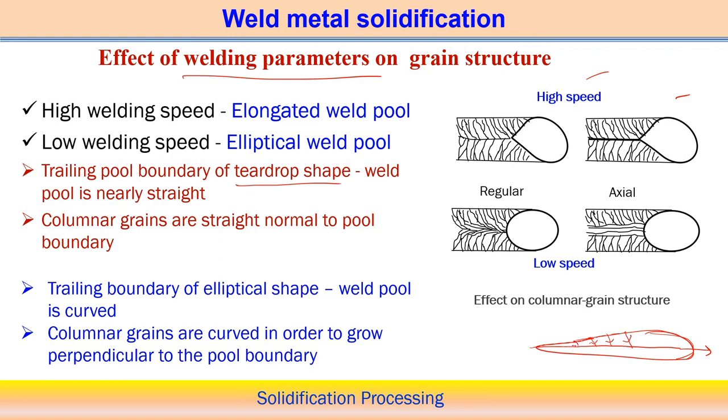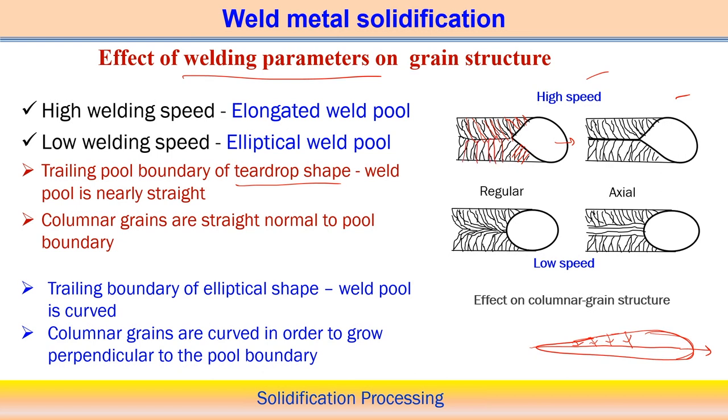From the boundary to the weld center, almost a similar temperature gradient exists. Once there is a similar temperature gradient, solidification follows almost perpendicular to the boundary and more or less straight. Here you can see the already solidified structure, and it moves in this direction, almost straight towards the center. The dendritic arms are normal to the weld pool boundary, and towards the center they are almost straight.